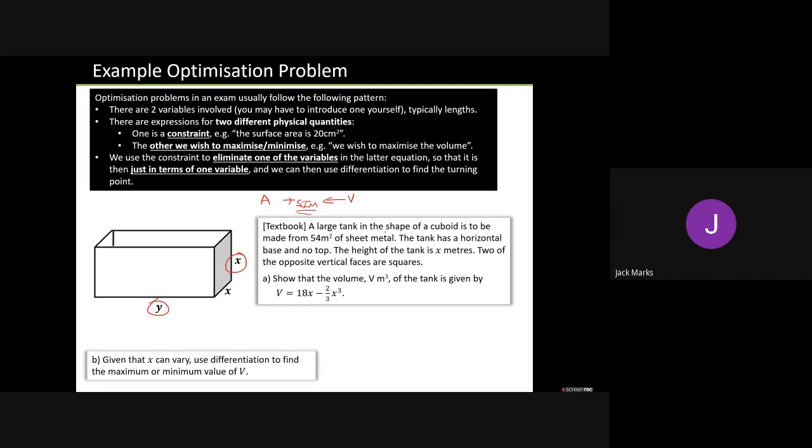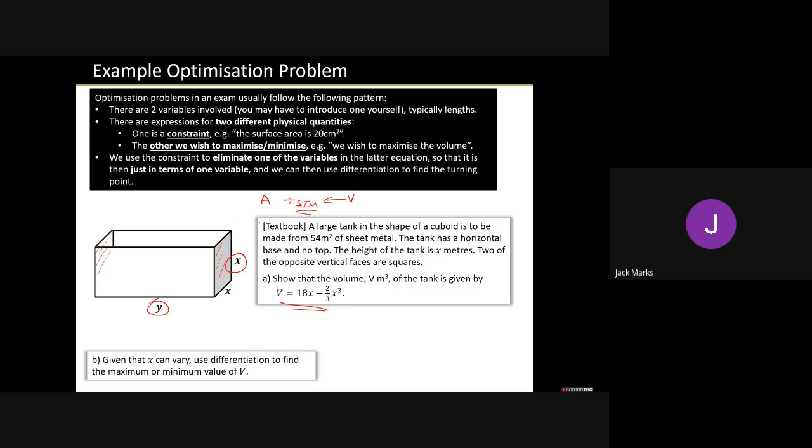A large tank in the shape of a cuboid is to be made from 54 meters squared of sheet material. The tank has a horizontal base and no top. The height is x meters. Two of the opposite vertical faces are squares. Okay, so that's x squared and x squared. Show this thing here. Okay, so how on earth do we get started here?